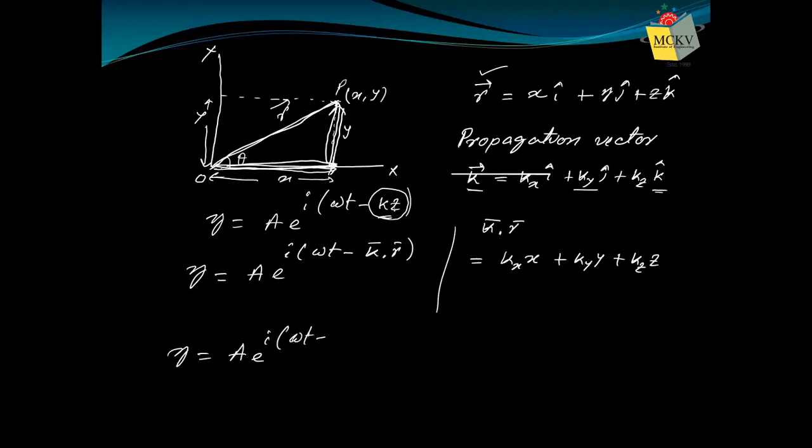Let me tell you in a different way. Suppose the wave is propagating along x direction only. Then how would you represent it? i omega t minus wave number. Say I am writing the wave number as kx; I can give it any name. So it is kx x. This is the wave propagating along x direction.